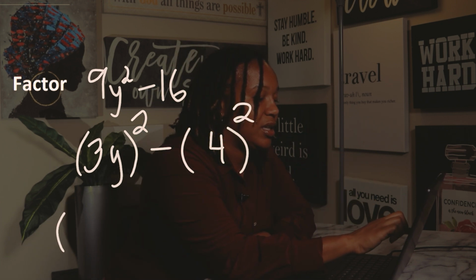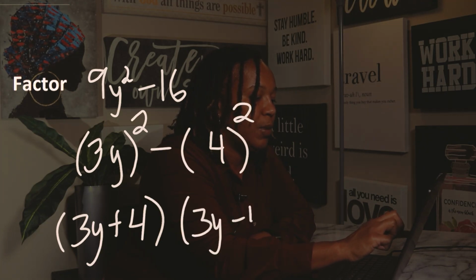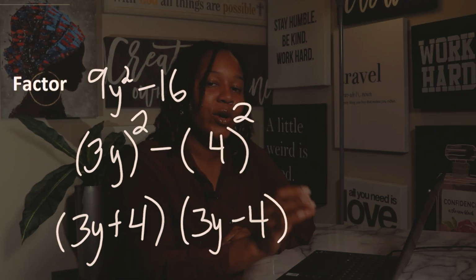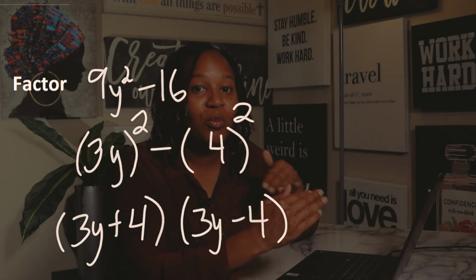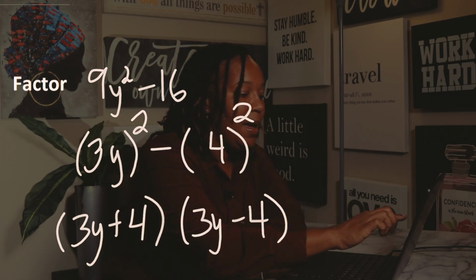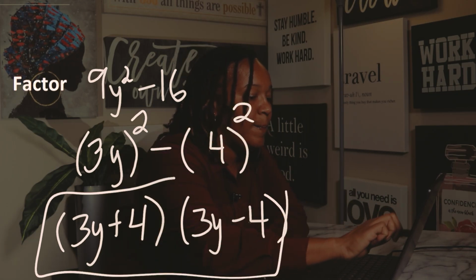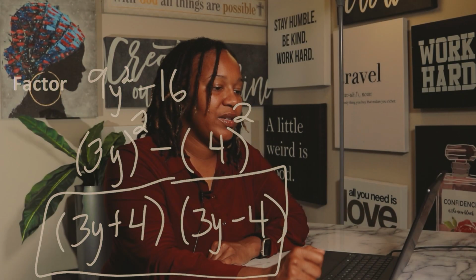So in this case, since I can rewrite it as the difference of squares, it factors into 3y plus 4 times 3y minus 4. And again, if you wanted to check it, you could multiply that back out using the box method. And when you multiply it back out, you'll get the 9y squared minus 16 that you started with. But this is how you would factor 9y squared minus 16: 3y plus 4, 3y minus 4. Let's look at one more example.